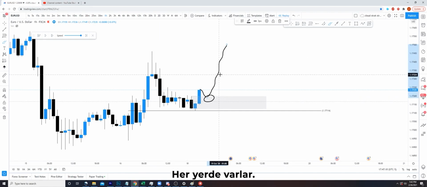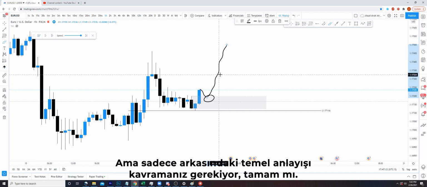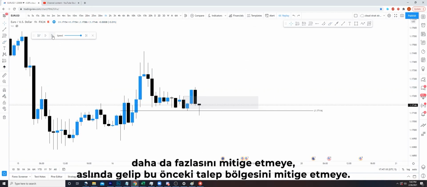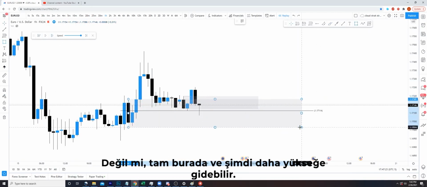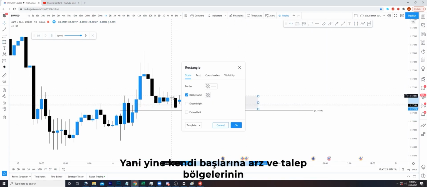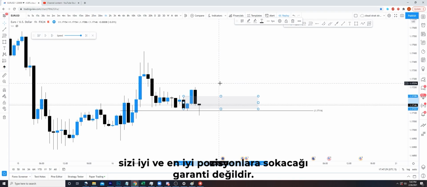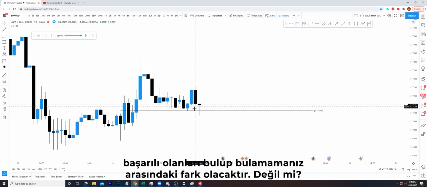They exist everywhere. And we'll take a look at that in a second, but you just need to understand the basic understanding behind them, okay? So it comes to mitigate some of it, mitigates even more of it, to actually come and mitigate this prior demand zone right here, and it might go higher now. So again, supply and demand zones on their own are not guaranteed to get you into good and the best positions, but understanding them with the other stuff is going to be the difference between whether you're finding successful ones or not, right?